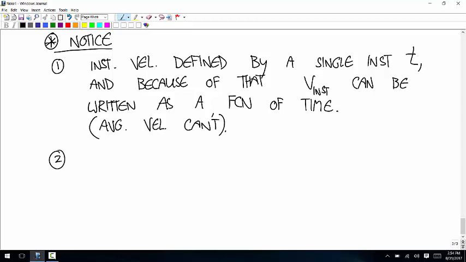The second important thing to remember about instantaneous velocity is it's by far more important in physics than average velocity. And so if a problem ever just refers to velocity, it's talking about instantaneous. You can always assume it's talking about instantaneous. If there's a problem that wants average velocity, it'll specify that. Okay. So velocity means instantaneous velocity.